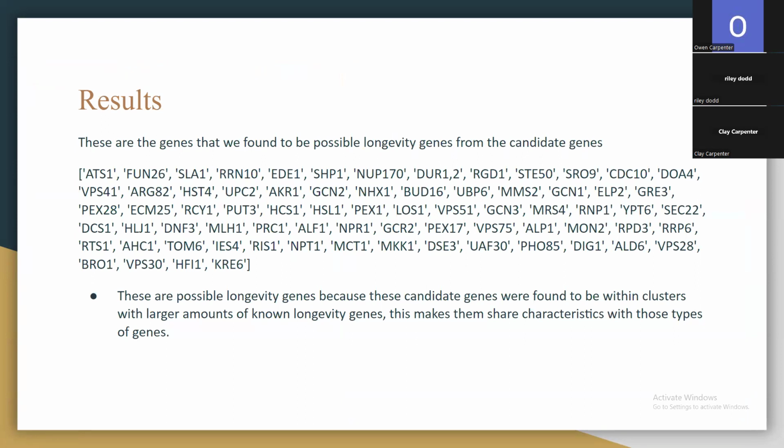All right, and then for results, here are the genes that we found to be possible longevity genes from the candidate genes. Here's the list. I'm not gonna say every single one, but there it is. And these are possible longevity genes because these candidate genes were found to be within clusters with larger amounts of known longevity genes, which makes them share characteristics with those types of genes.